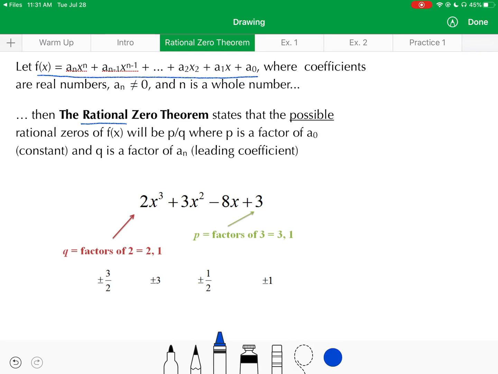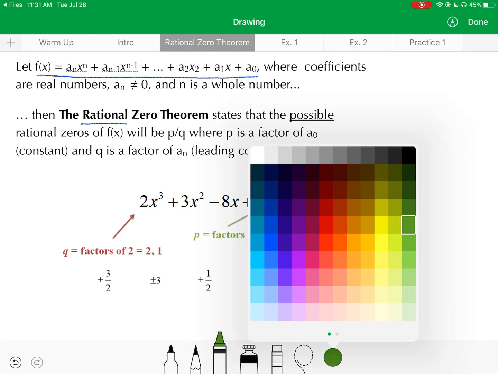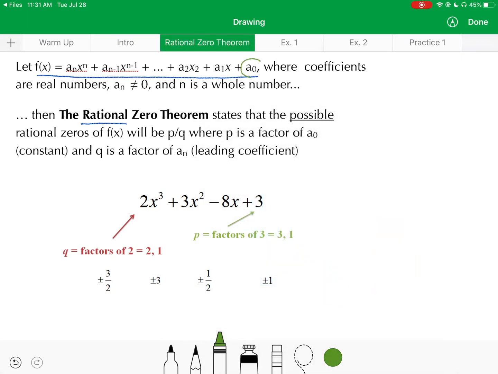Notice what the theorem wants you to focus in on from the function itself. It wants you to focus on the constant and the leading coefficient of the function. You're going to find factors of both of those numbers, and then you'll use those factors to make a fraction or a list of fractions as the potential rational zeros for the function.